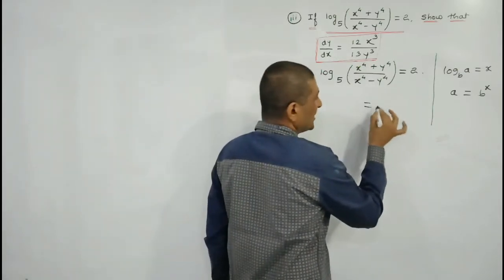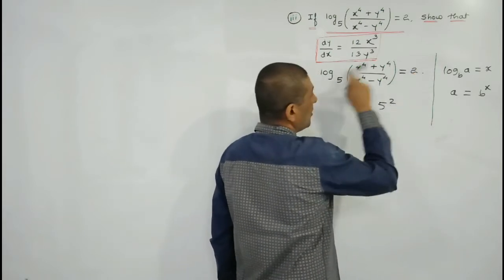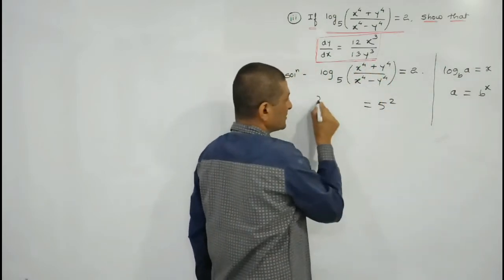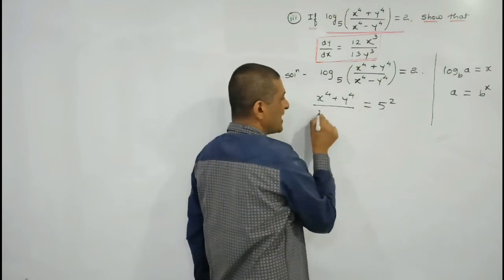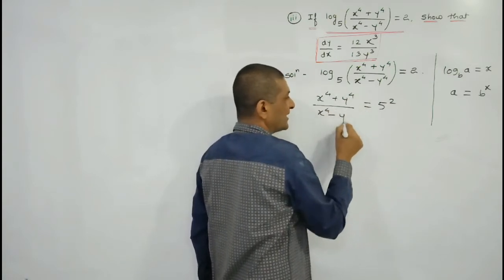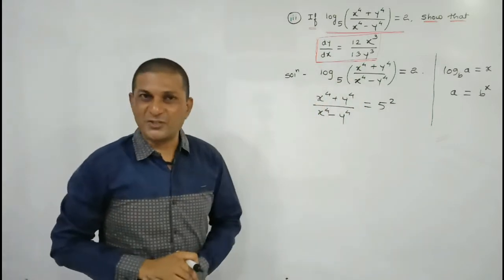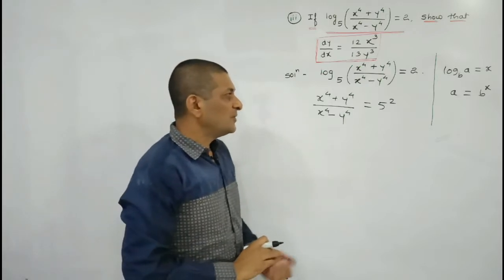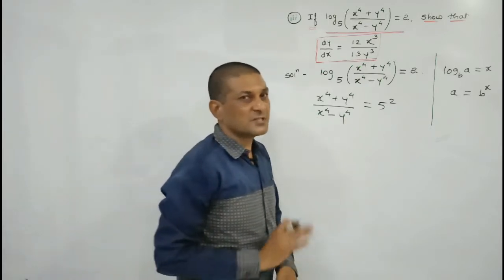So here we can easily observe that the base is 5, the power is 2, and in log of a, a is here x raised to power 4 plus y raised to power 4 divided by x raised to power 4 minus y raised to power 4. We have simplified it using the definition of logarithm, which we studied in class 11th. Now simplify this function, and later on we will differentiate the simplest form.